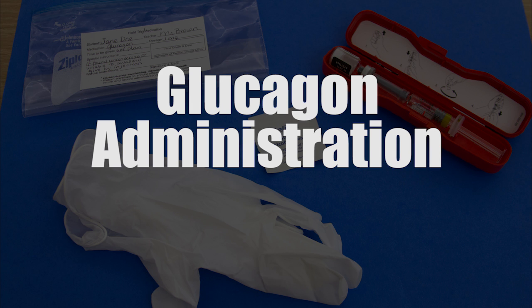Administration of glucagon. Most students with diabetes will have an order for the use of glucagon if needed. However, Wisconsin Statute Chapter 118.29 allows glucagon to be given to any student who is known to have diabetes and is believed to be experiencing a severe low blood sugar.